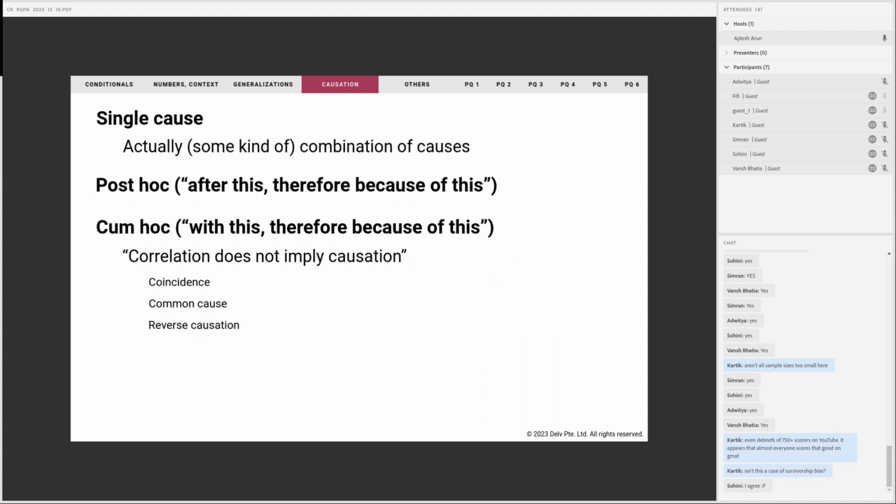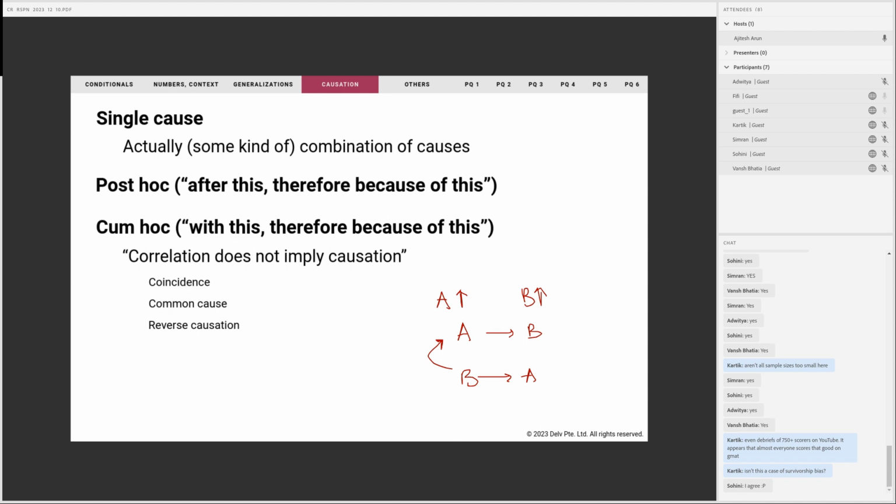Another one is reverse causation. Again, imagine A is going up, B is going up, and somebody says, oh, that means A caused B. You can weaken that. For example, an option may say that actually B causes A. If B causes A, then you have weakened the relationship that has been given to you in the question.